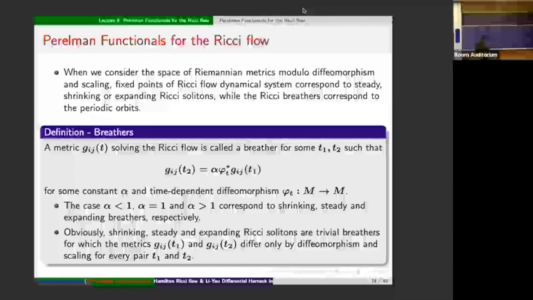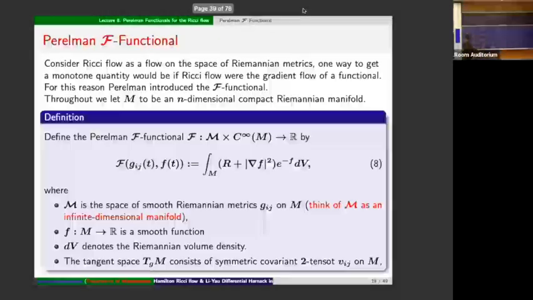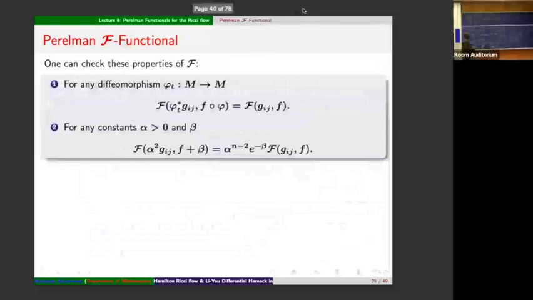And the appropriate energy functional is what is given here. And this one has this property: it is diffeomorphism invariant. You have diffeomorphism here, so on g, on f, it is invariant. Then if you have two constants, alpha greater than 0 and any constant beta, if you scale the metric and you scale the function f as well, this is what you have. So F is not scaling invariant, but it is diffeomorphism invariant.